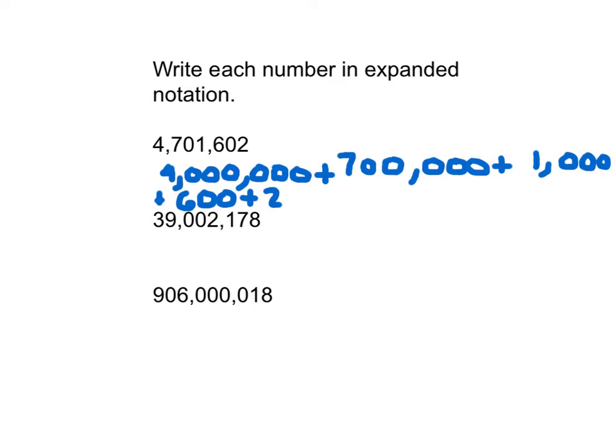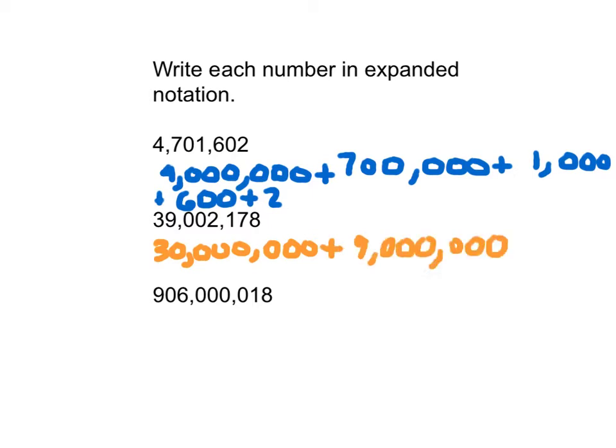Looking at that next number, that first digit 3 is worth 30 million. The next digit is worth 9 million. So we write that out. You'll notice for any digit that there's a 0 there, I do not put anything. This 2 is only worth 2,000, so I write that in, plus 2,000.